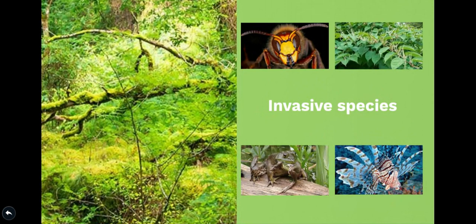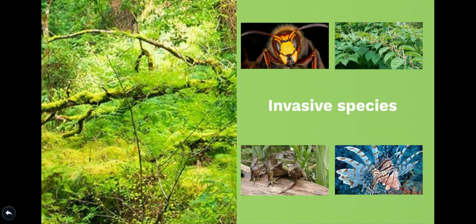Japanese knotweed at the top right. This is a fast-growing weed that was actually deliberately introduced in the Victorian era because it's quite pretty. Problem is, it outcompetes other species and it can cause structural damage to things like concrete and tarmac. And it's very difficult to get rid of.